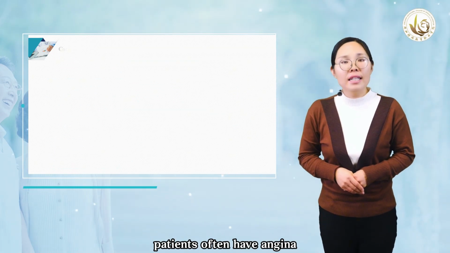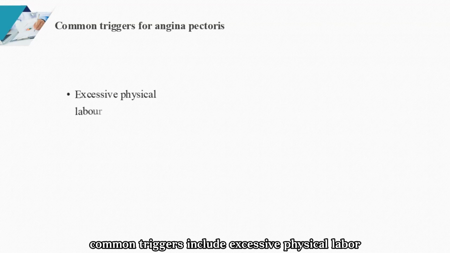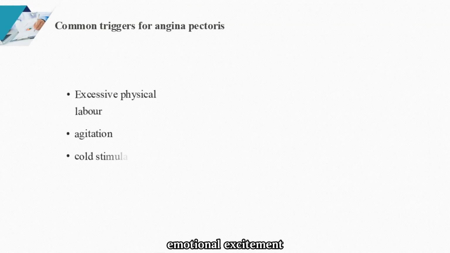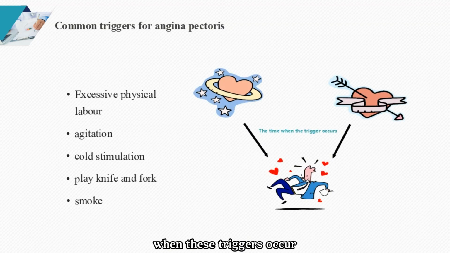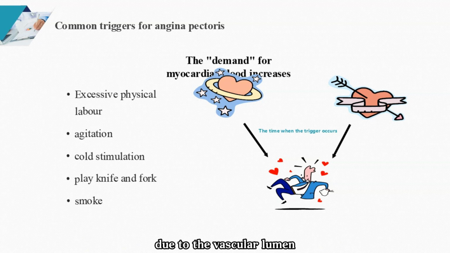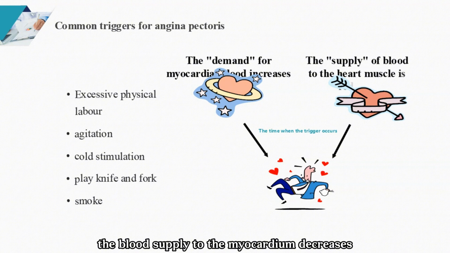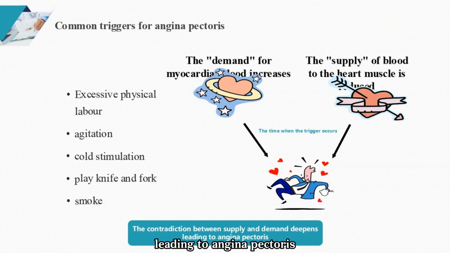Patients often have angina pectoris under certain triggers. Common triggers include excessive physical labor, emotional excitement, cold stimulation, overeating, and smoking. When these triggers occur, they will increase the myocardium's demand for blood. Due to the vascular lumen stenosis caused by the disease, the blood supply to the myocardium decreases. The contradiction between supply and demand deepens, leading to angina pectoris.